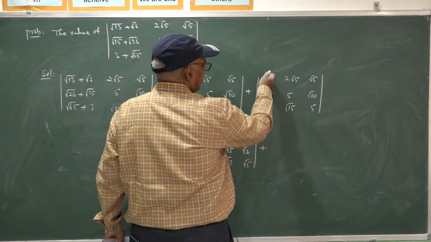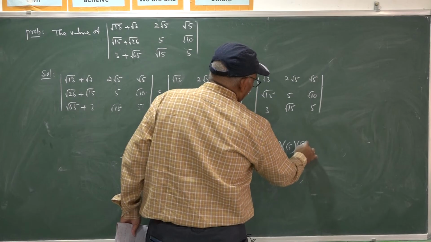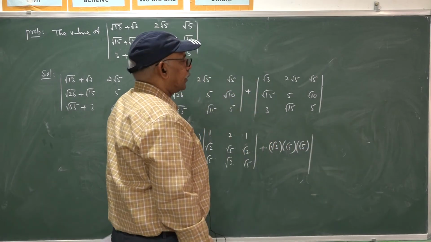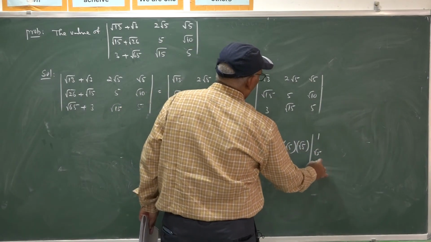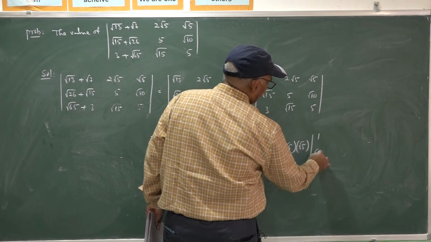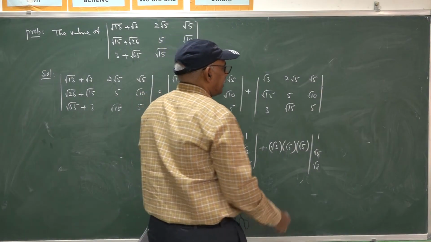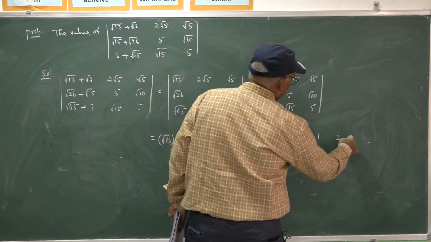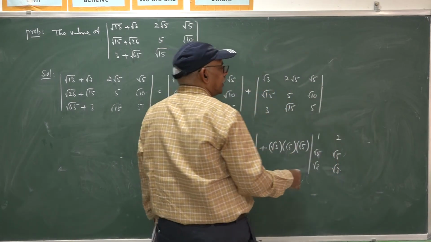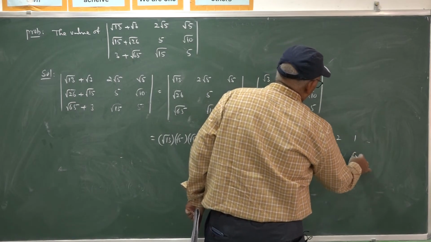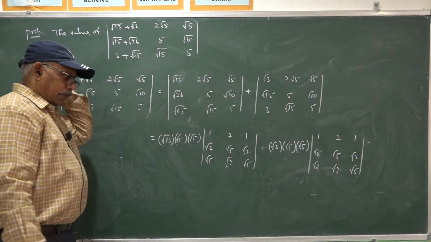So here also you can take root 3 from the first column, root 5 from the second, and root 5 again from the third column. So the first column becomes 1, root 5, root 3, because I am taking root 3 as common here. From the second column, taking root 5 as common, we get 2, root 5, root 3. And from the third column, taking root 5 as common, we get 1, root 2, root 5.